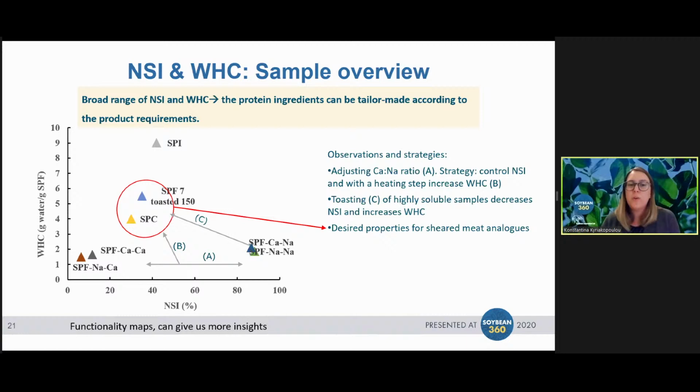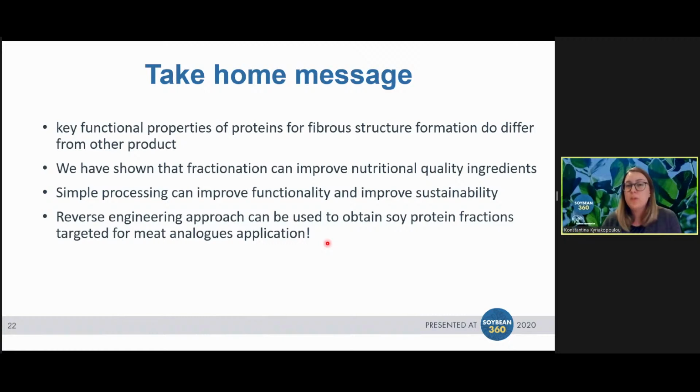And this brings me to my final slide, which is again a take-home message. We are researching the key functionalities of the proteins dedicated to fiber structure formation for meat analogs, processed in the extrusion process or the shear cell technology, and we see that the functionalities that are desired are quite different from what the commercial products that are available have. So, for example, we are not looking for really highly soluble fractions.